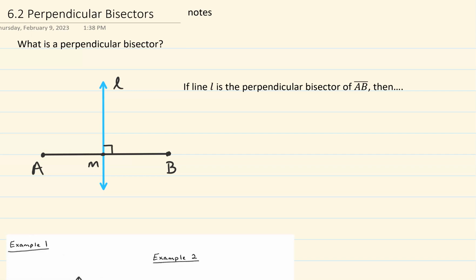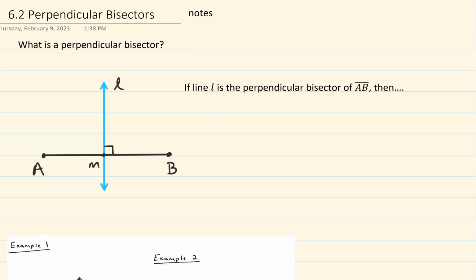So the things that you want to remember is that perpendicular means that the lines intersect to form right angles, and that a bisector cuts something into two congruent parts, and that's what we're going to focus on. So if we know that line L is the perpendicular bisector of segment AB, then we know a couple of things, and we're going to write those down.